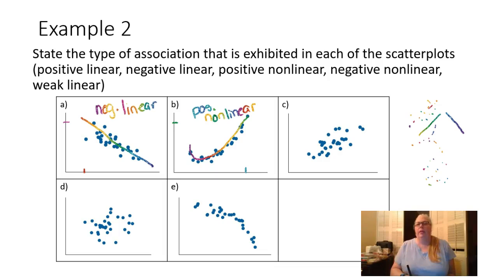Part C, I'm looking at my dots right here, and I notice that lower values of X correspond to lower values of Y, and then the higher values of X are going to be corresponding to higher values of Y, so this is going to be positive. We can imagine a line going through here, and the dots are clustering around it. So this one looks like our positive linear association.